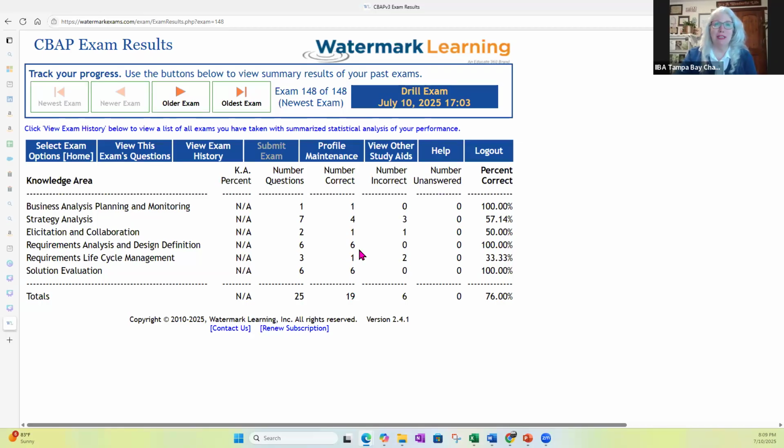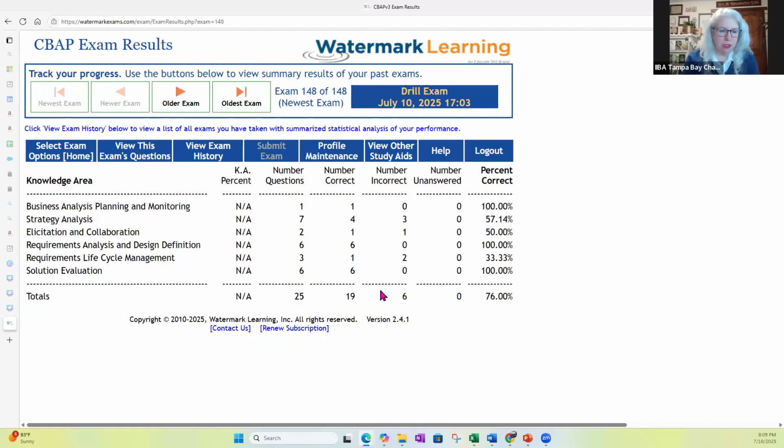Requirements analysis and design definition, you got 6 out of 6 right. Guys, y'all are rocking it. Requirements life cycle management, out of 3, you got 1 wrong. Oh, you got 2 wrong. So 2 wrong. It's not horrible, but we've got to brush up on that. And solution evaluation, you got 6 out of 6 right there as well. On the ones you missed, you were usually close, right? So your reasoning on it is really good. Your knowledge on it is a little bit weaker in some areas, but you noted where you need to study. So you're going to get it done.